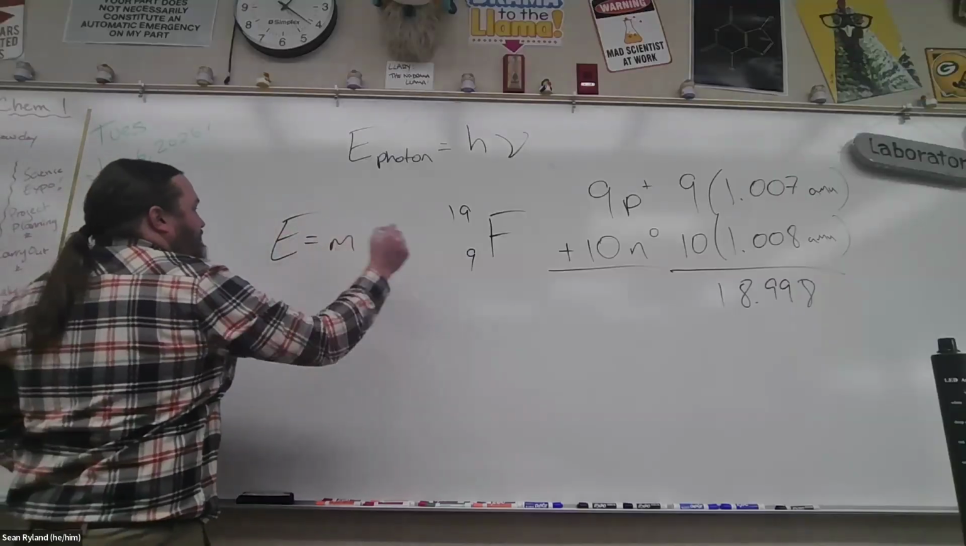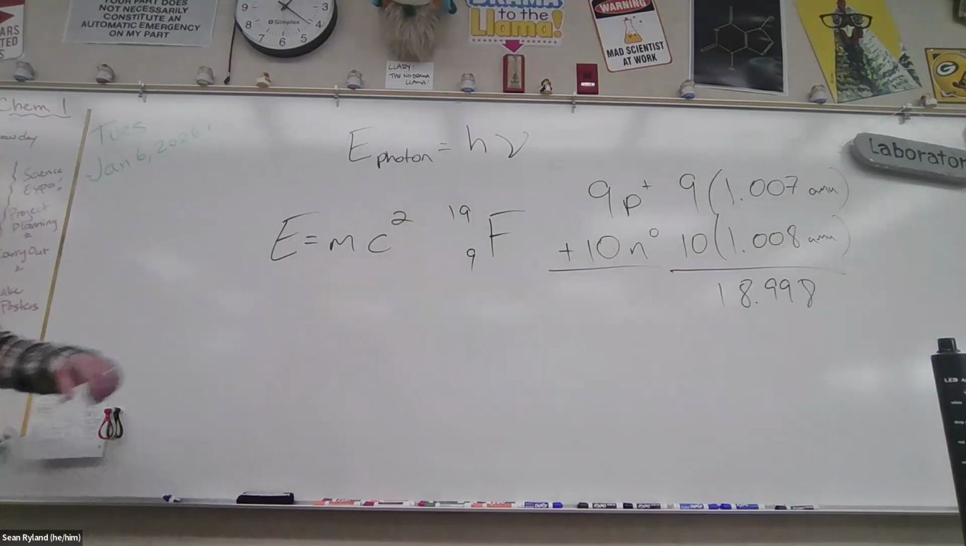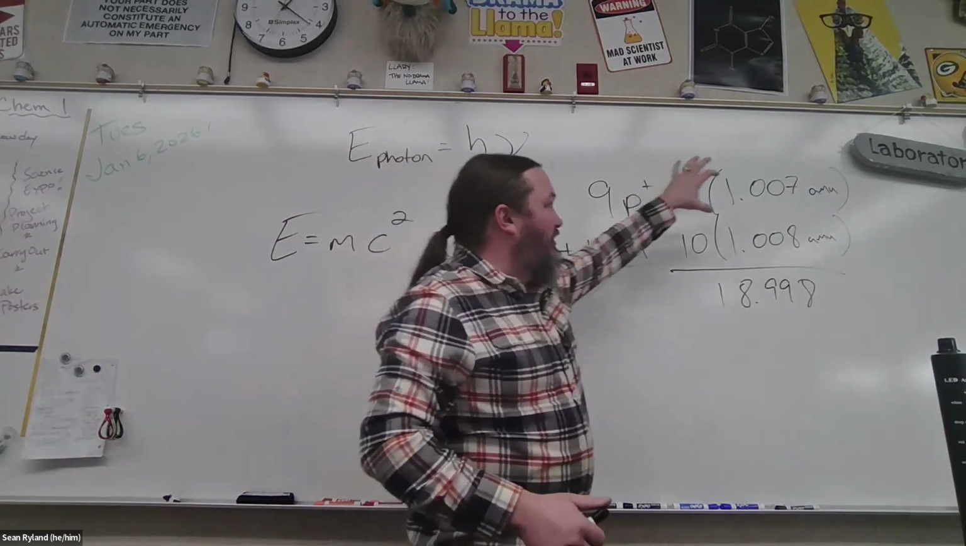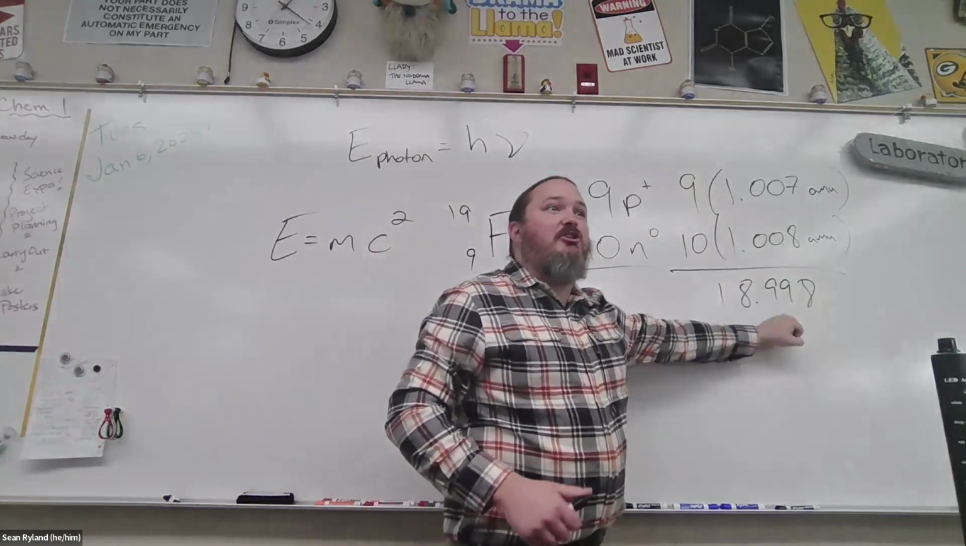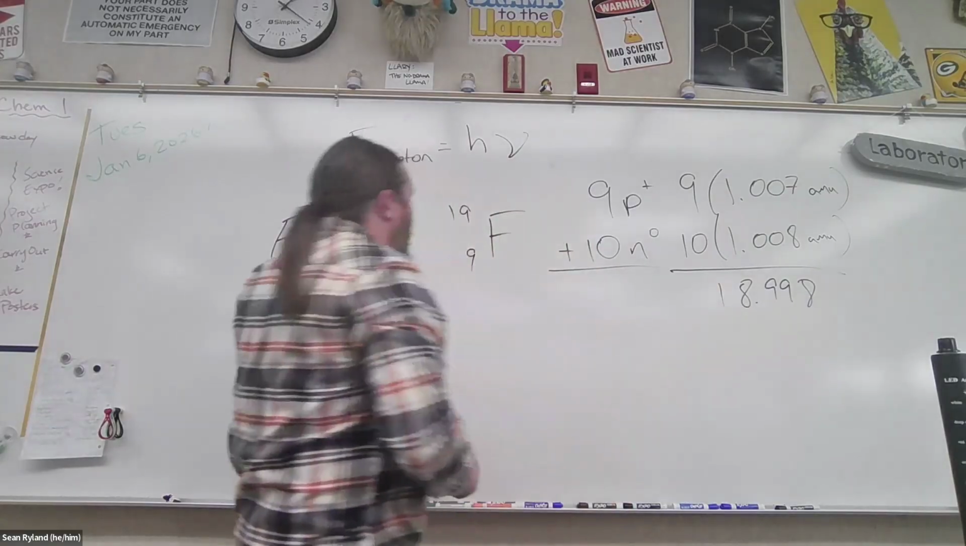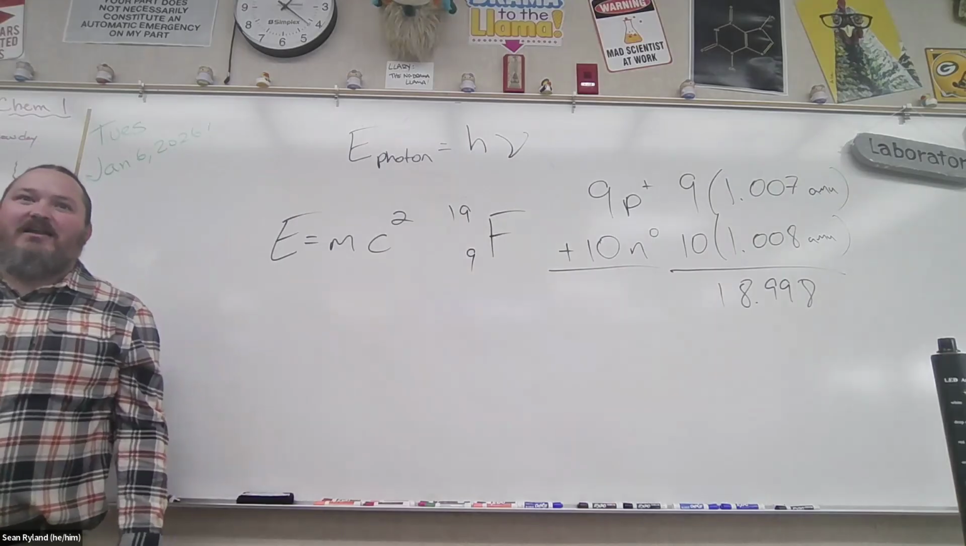So that's what E equals mc squared is actually showing, that the difference in energy, in mass, between what the pieces should add up to and what they actually add up to is the energy that's holding that nucleus together. It's called the nuclear binding energy.